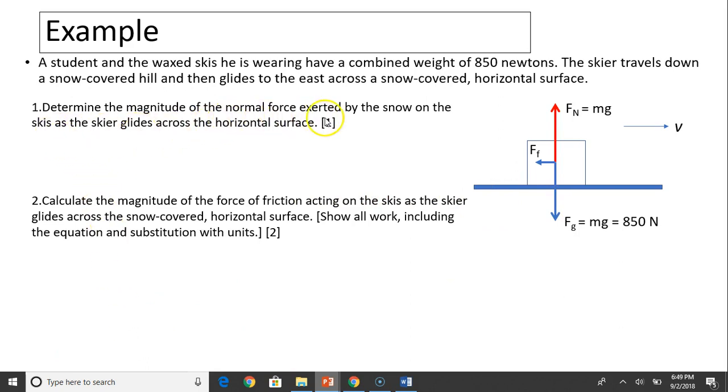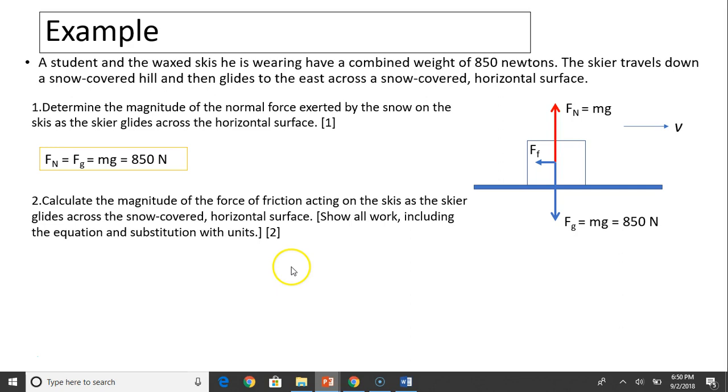1. Determine the magnitude of normal force exerted by the snow on the skis. The normal force should equal gravity because there is no motion in the vertical direction. Gravity is 850 newtons. Normal force is 850 newtons. 2. Calculate the magnitude of force of friction acting on the ski as the skier glides across the snow-covered horizontal surface. Again, force of friction you can calculate in two ways. Force of friction equals mu times Fn, or force of friction could be calculated from net force and other forces.